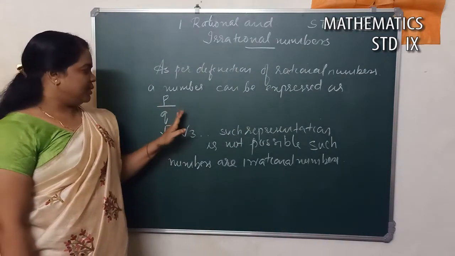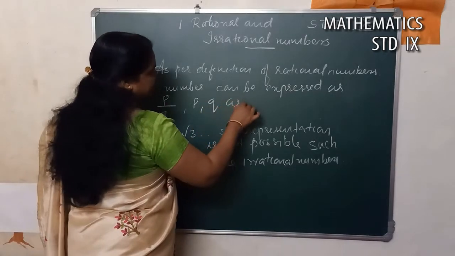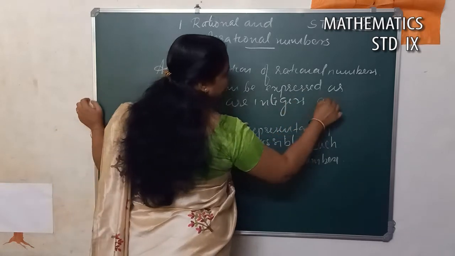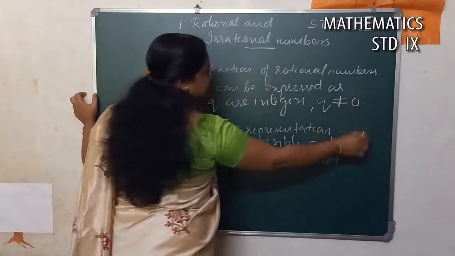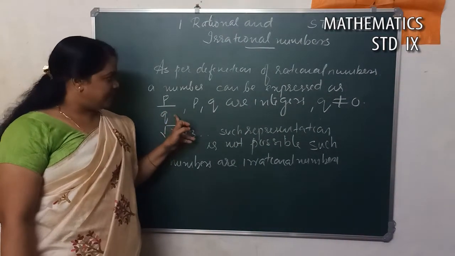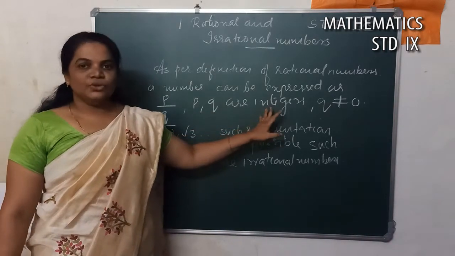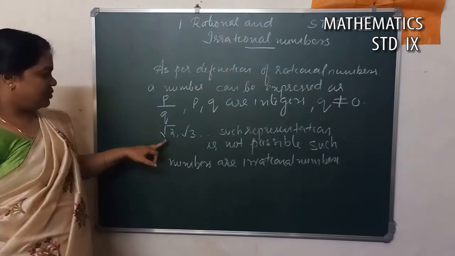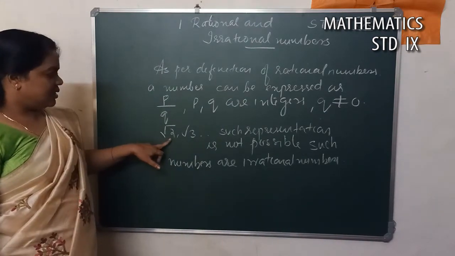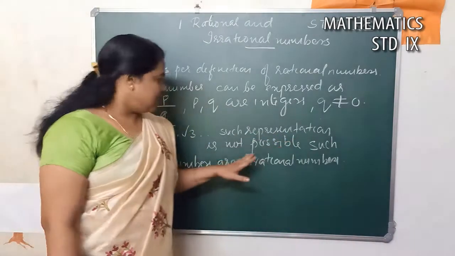Here we know that as per the definition of a rational number, what is the definition of a rational number? It is a number in the form of p by q, where p and q are integers and q is not equal to 0. In the previous class we had seen that for root 2 and root 3, such a representation is not possible.